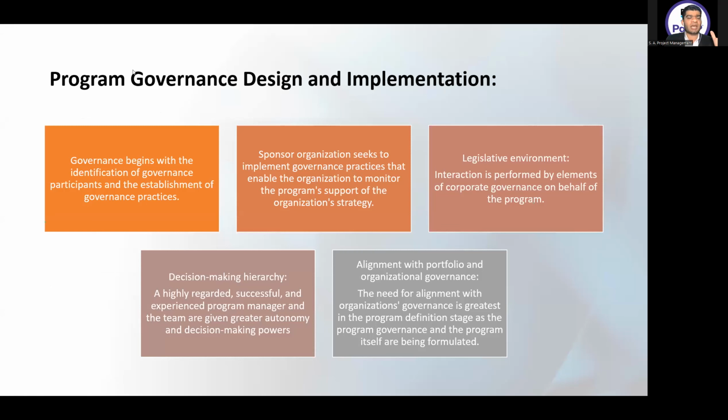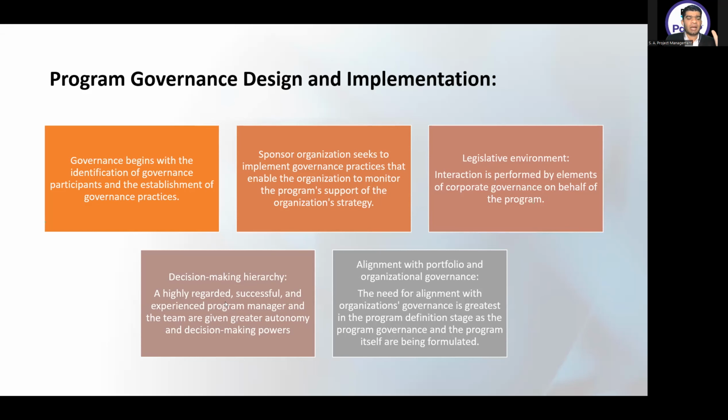And the last thing is governance design and implementation throughout the program lifecycle. Governance begins with the identification of governance participants and the establishment of governance practices. The sponsor organization seeks to implement governance practices that enable the organization to monitor the program's support of the organizational strategy. Then we have the legislative environment to look into. Interaction is performed by elements of corporate governance on behalf of the program.